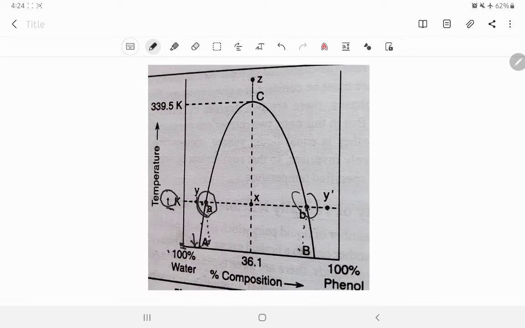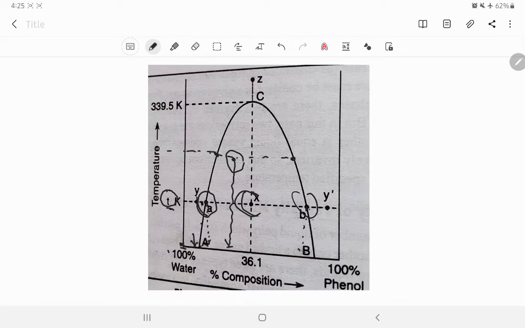Okay. Now, if we consider any point in the circle, suppose x in the circle, it consists of two layers. Conjugate solution, any point here also. If we consider a composition this, it consists of two layers. One layer is the phenol in water and the other layer is water in phenol. And the composition is this at this temperature.